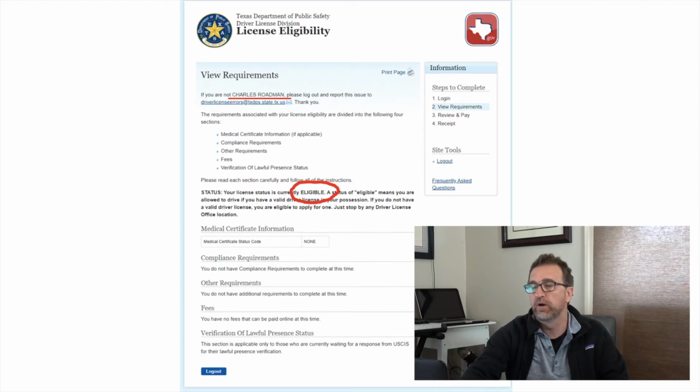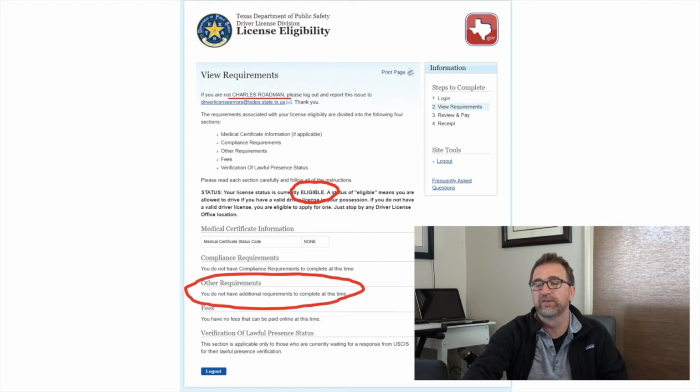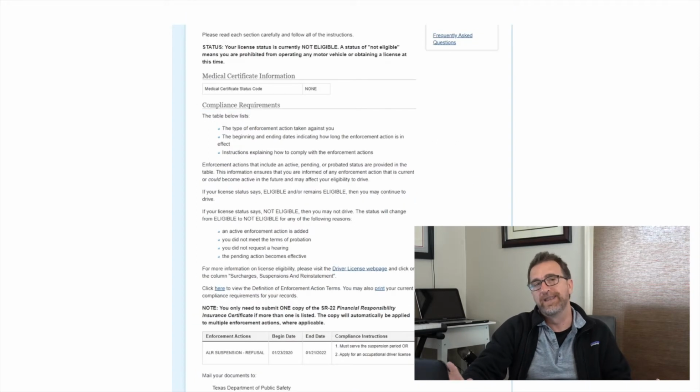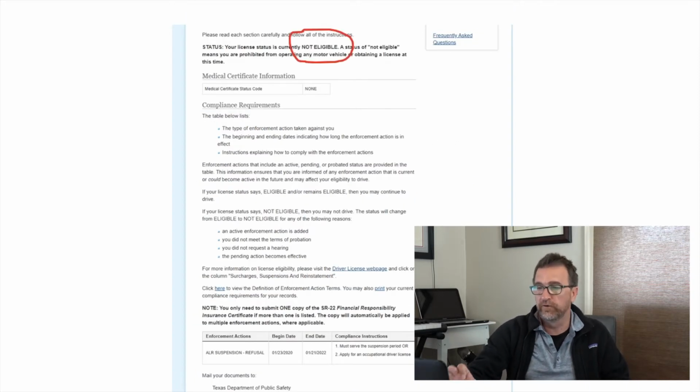Okay. Now, you also see in mine that I don't have any other requirements and I have no fees due. And that's basically that my license is perfect. There's no way it could be any better. All right. Now, let's look at somebody who's not eligible. So this person, if they drive and get pulled over, they will likely go to jail.